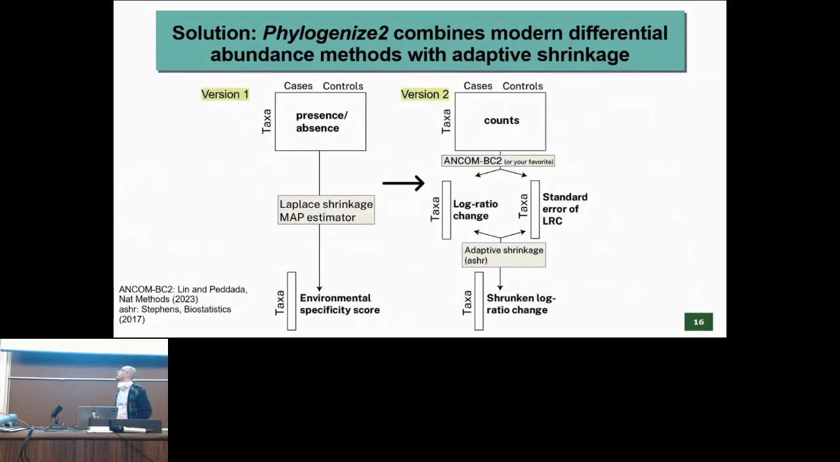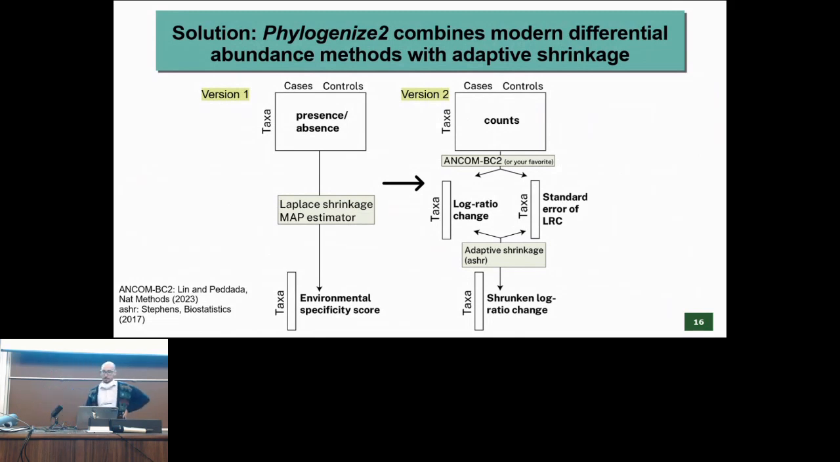The solution that we came up with is to use some of these modern differential abundance methods. Right now, we're using a tool called ANCOM-BC. The important thing is that this reports both an estimate of log ratio change, or effect size, but also the standard error around that estimate, right? So you can, in principle, use any tool that reports both of those things. Then we feed them into a more general purpose shrinkage method called adaptive shrinkage. This gives us a shrunken measure of the differential abundance that we can then plug into these phylogenetic models.